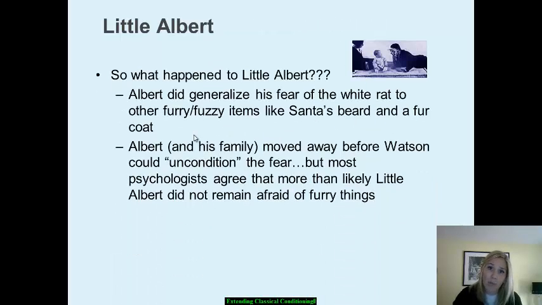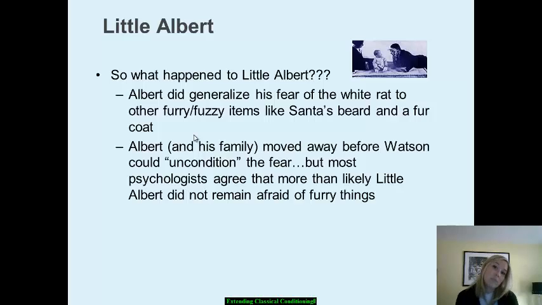And interestingly enough, Albert's family is going to end up moving away before Watson ever has an opportunity to uncondition that fear from Albert, because we find in the aftermath that Albert started to generalize his fear to anything that was white and fluffy, anything that resembled that white rat. He became fearful of Santa's beard, had freakouts to a white bunny, and became fearful of fur coats, which were very popular at that point in time. He never had the opportunity to have that fear counter-conditioned out of him, because the family moved away before Watson had that opportunity.